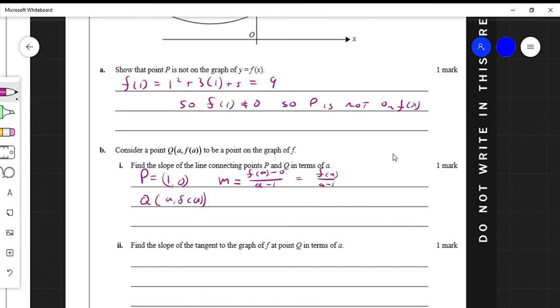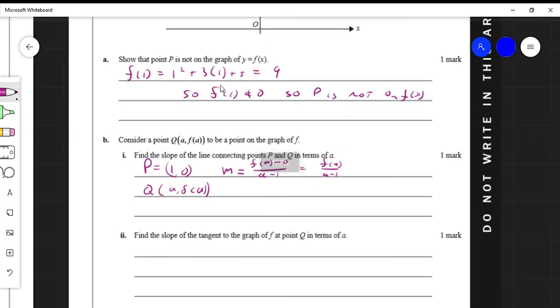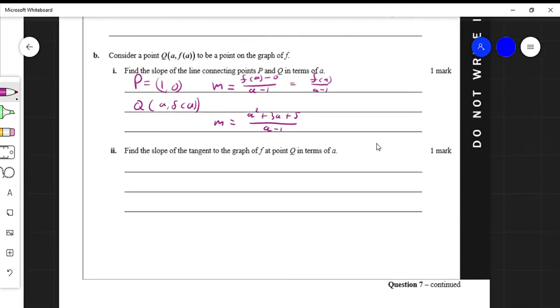But remember, we have f of a is its own function. I've written it up there, I'll just copy it down. So you need to write out a squared plus 3a plus 5. So that's in terms of a, and you need to be really careful with that, because f of a is not in terms of a unless you actually write out what the function is. It's in terms of f. So you need to give your answer like this.